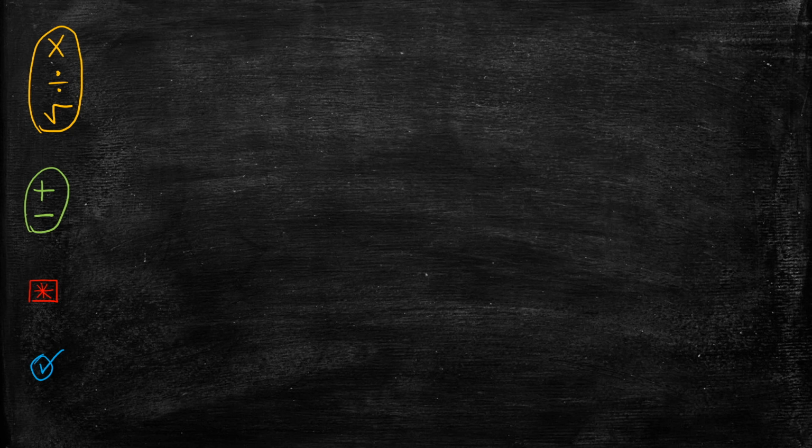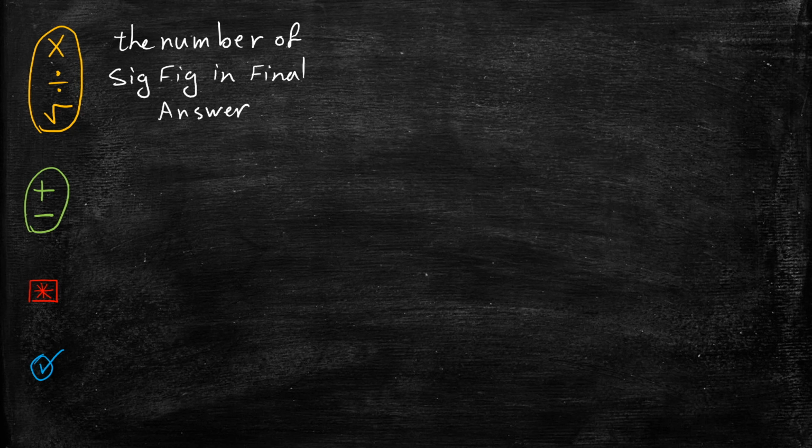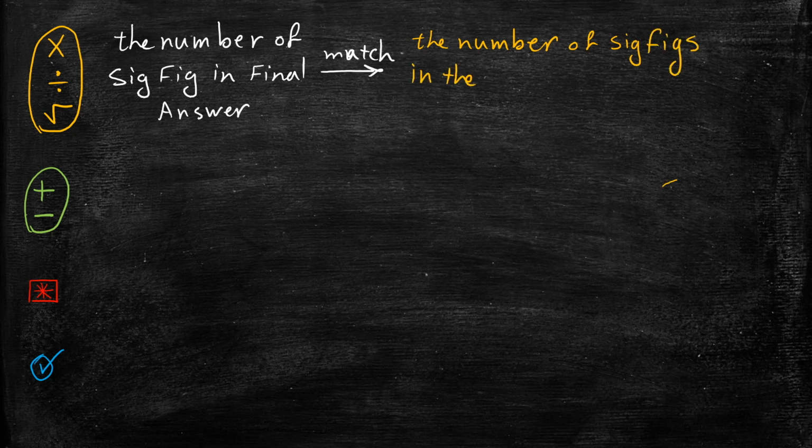Let's talk about the first rule. So your final answer when you're multiplying several numbers or dividing or taking roots, the significant figures in your final answer should match the number of significant figures in the least precisely known number used in the calculations. That means the least precisely known number is the number with the fewest significant figures.